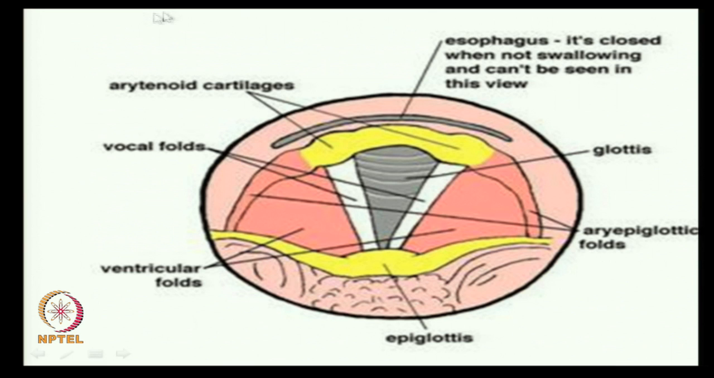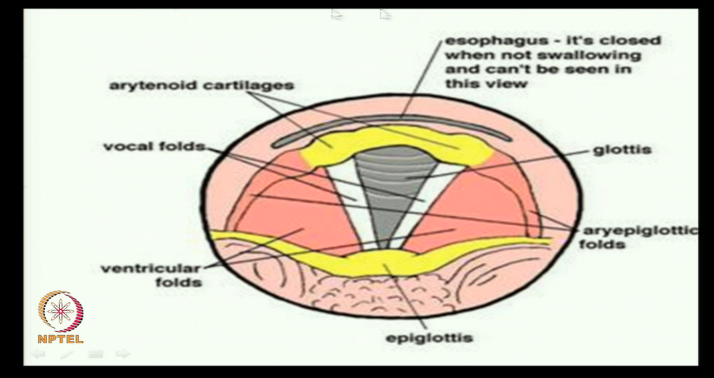It is the arytenoid cartilage which works like the controlling rope on a curtain. Sometimes you have ropes controlling curtains, particularly in theaters of the old style. Today you have theaters where curtains are electronically controlled, but in the old time we had curtains drawn by the stage manager, and he drew the curtains or undrew the curtains through the rope. So it is this rope, this tug. I'm pointing to this yellow thing. This is the arytenoid cartilage.